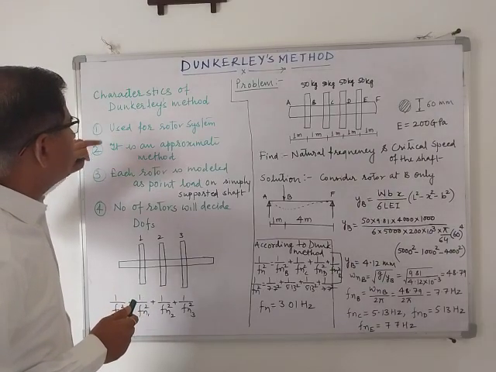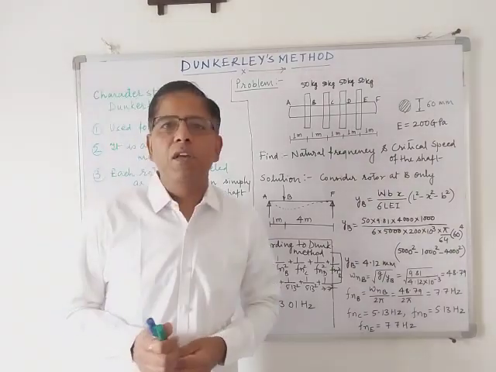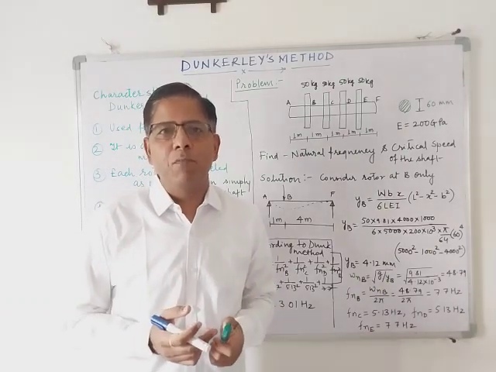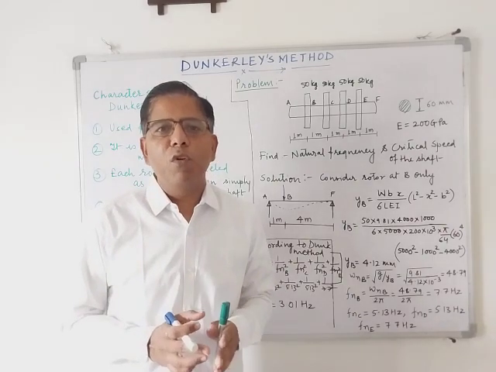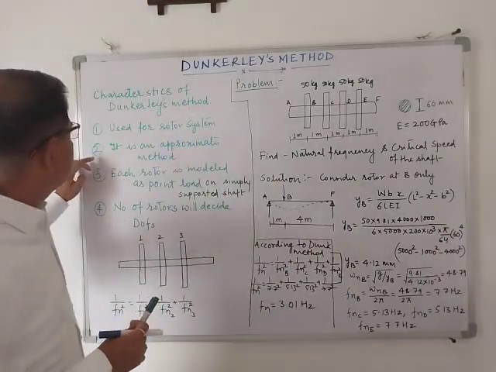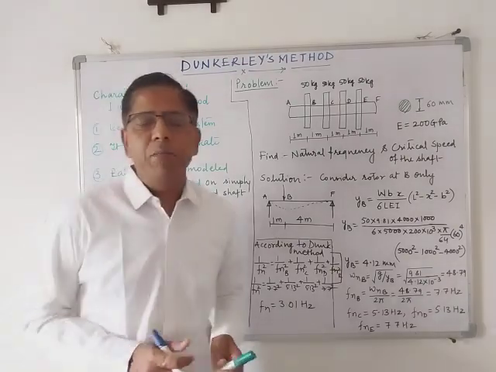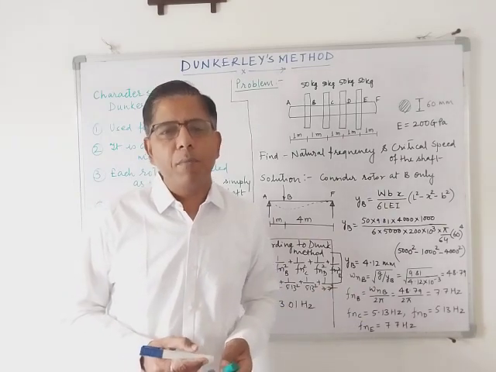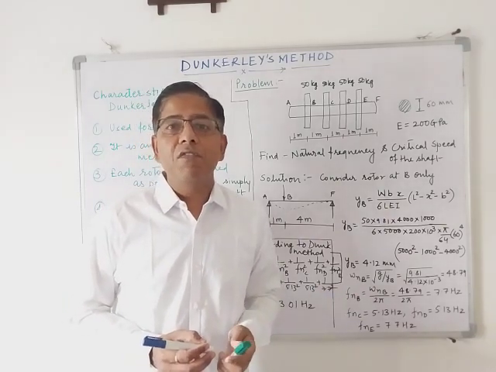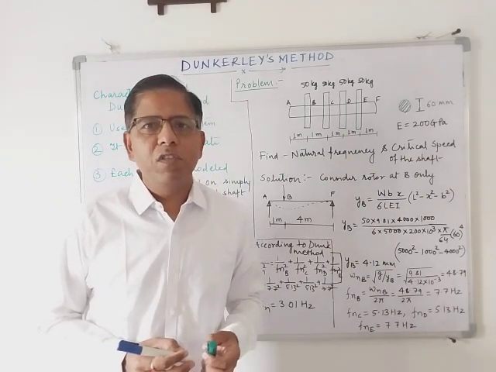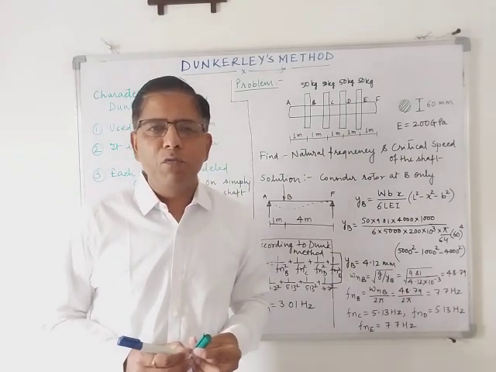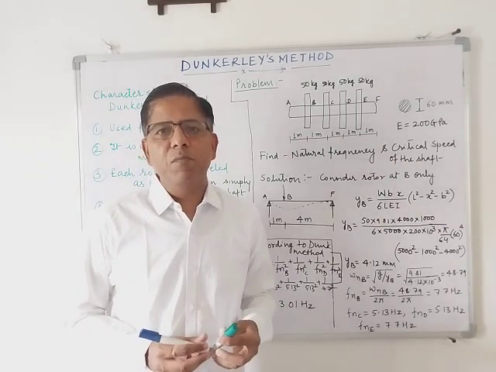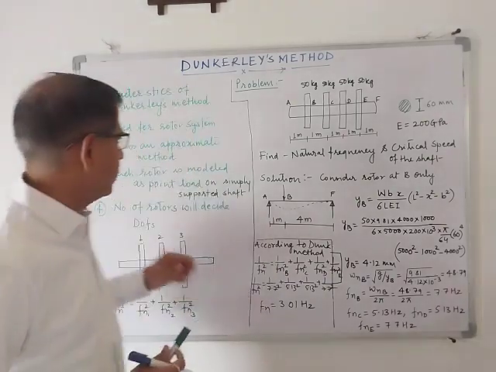The first characteristic is it is used for the rotor system. You cannot apply this method to a spring mass system. It is basically developed for the rotor system only. Second, it is an approximate method. We know that the Holzer method, Stodola method, these are approximate methods because a lot of assumptions are involved. Same goes with the Dunkerley method as well. It also involves some assumptions, and because of those assumptions, this method is an approximate method.